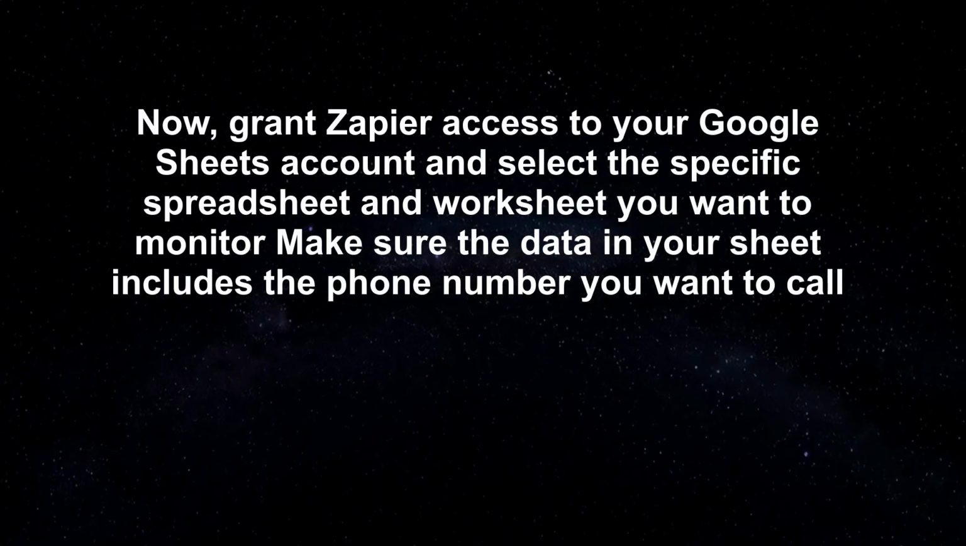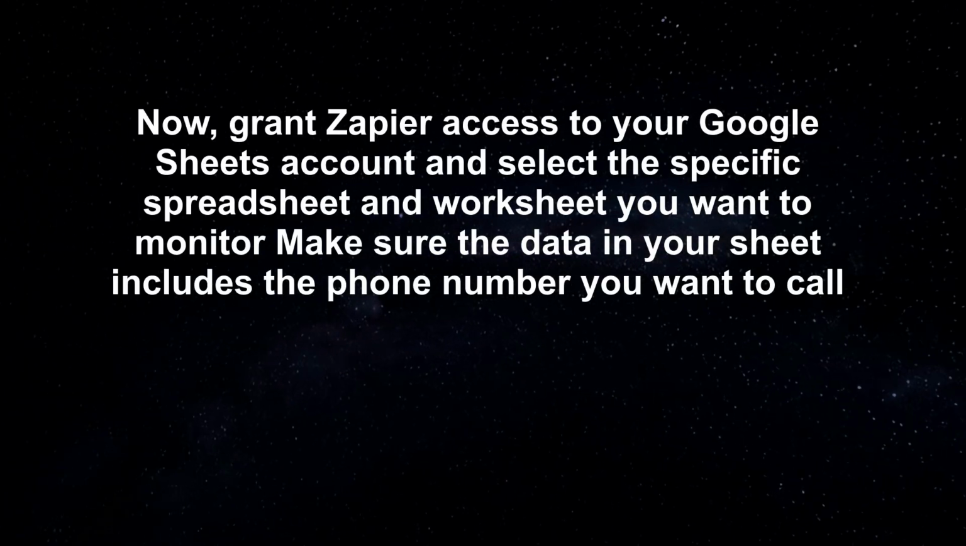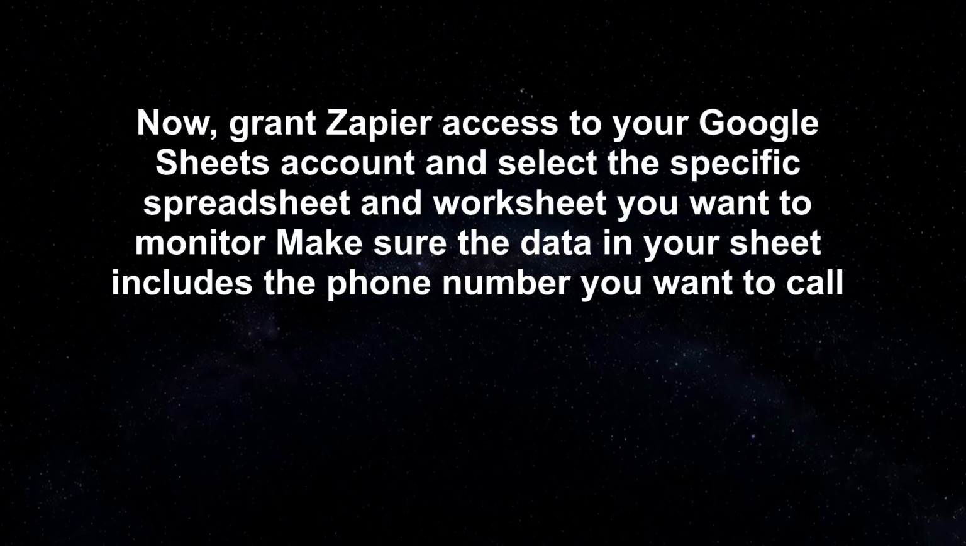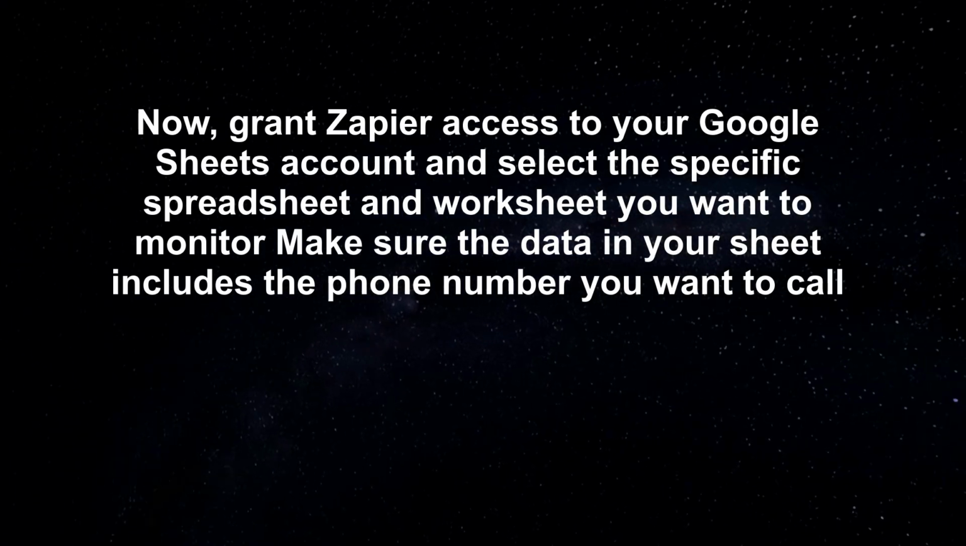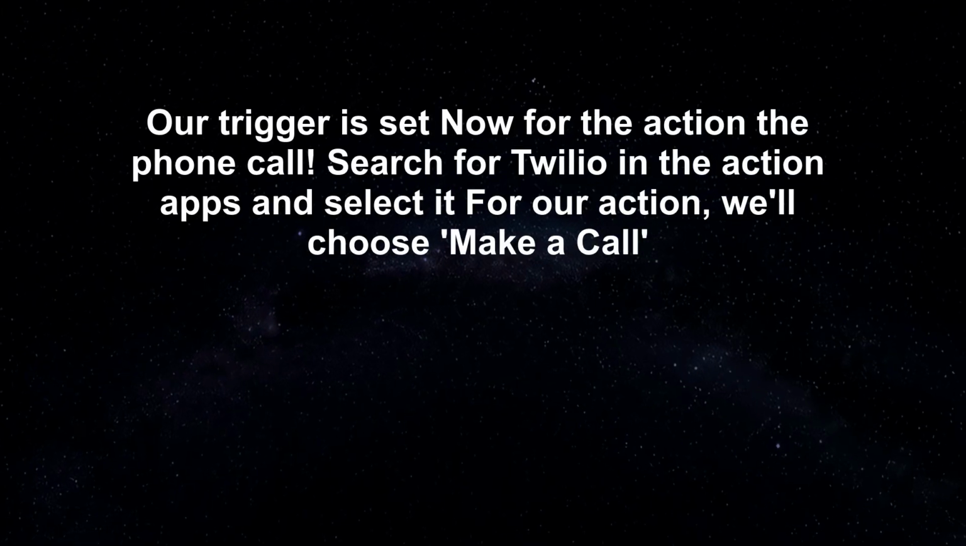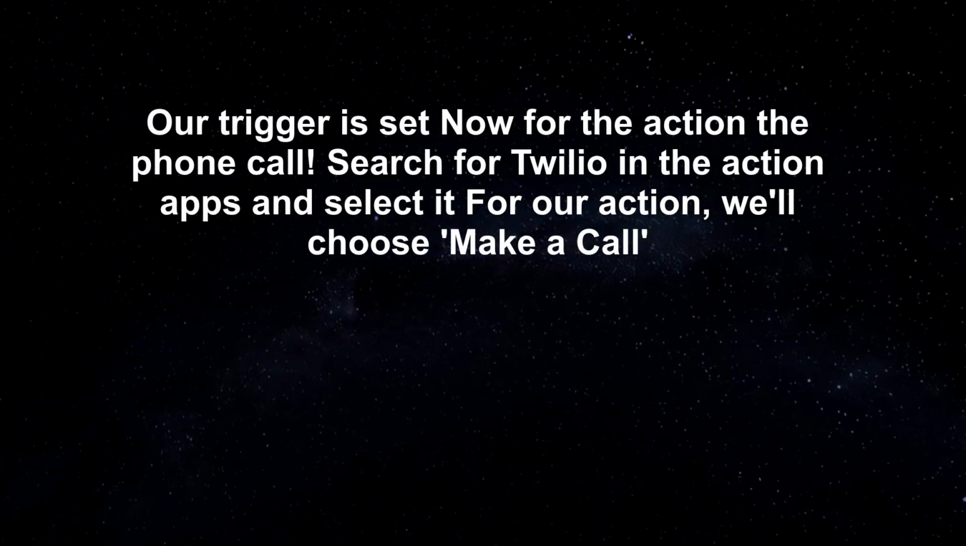Now, grant Zapier access to your Google Sheets account and select the specific spreadsheet and worksheet you want to monitor. Make sure the data in your sheet includes the phone number you want to call. Our trigger is set. Now for the action, the phone call.